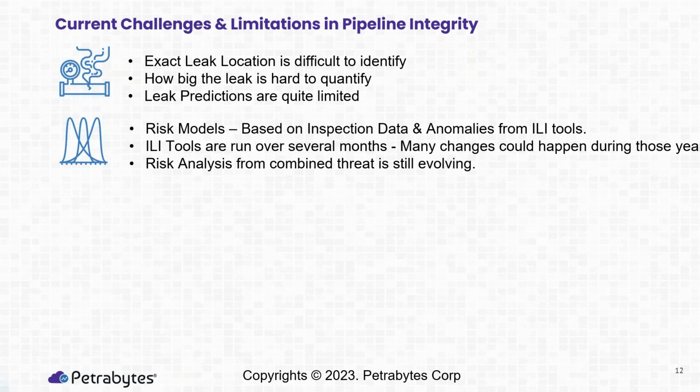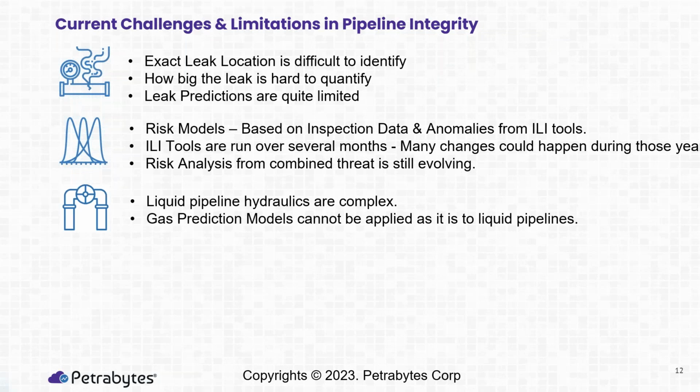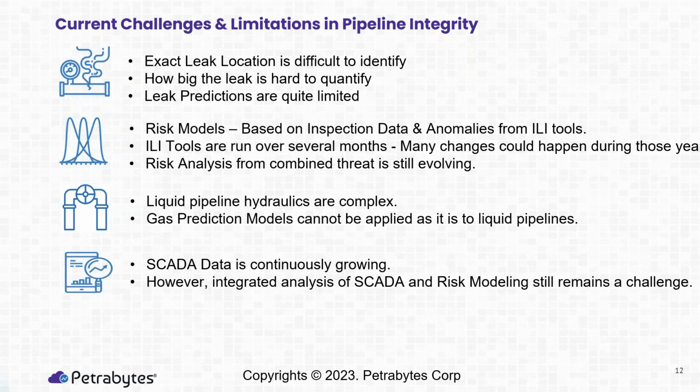Also, let's think about the risk models. If we think about inspection data and anomalies from ILI tools, some of the challenges and limitations are that tools are run over several months, changes can happen, and risk analysis through combined threats is still evolving. And as you all know, pipeline hydraulics are complex. We're talking about gas and liquids, very challenging, and not being able to predict or understand the flow rates or the pressures can add to increased risk. Gas prediction models cannot be applied to liquid pipelines.